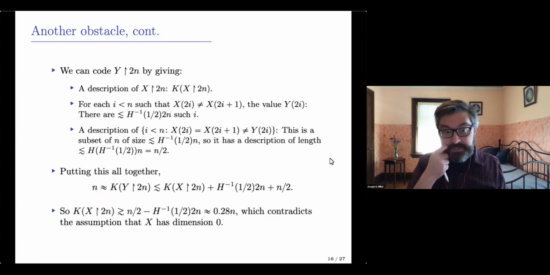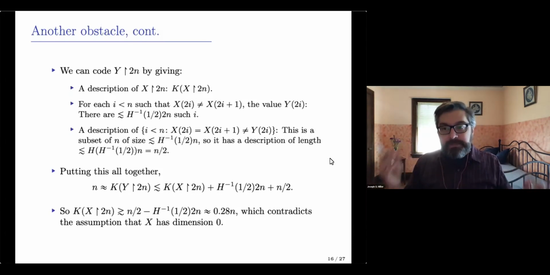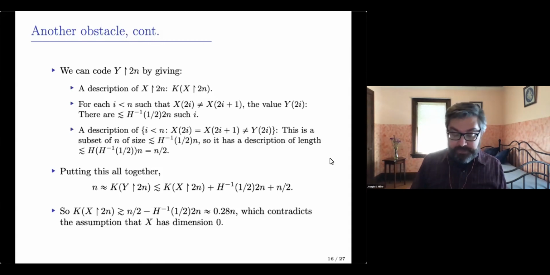And that's roughly equal to n, because x has dimension 1/2, in fact, in a very regular way. So solving for k of x up to 2n, that's greater than or equal to n over 2 minus h inverse of 1/2 times 2n. And you plug that into a calculator that can handle the inverse entropy function, and you get that that's roughly 0.2 times n, which is not conducive to making x a dimension 0 sequence.